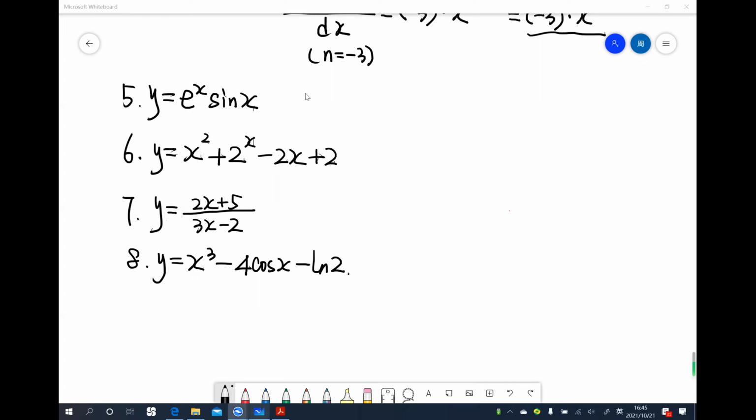Okay, let's solve the questions together. I think number 6 is easy, and then number 5, then number 7, and then number 8. Actually, number 8 is very easy, but many students made mistakes here. So let's solve it together.